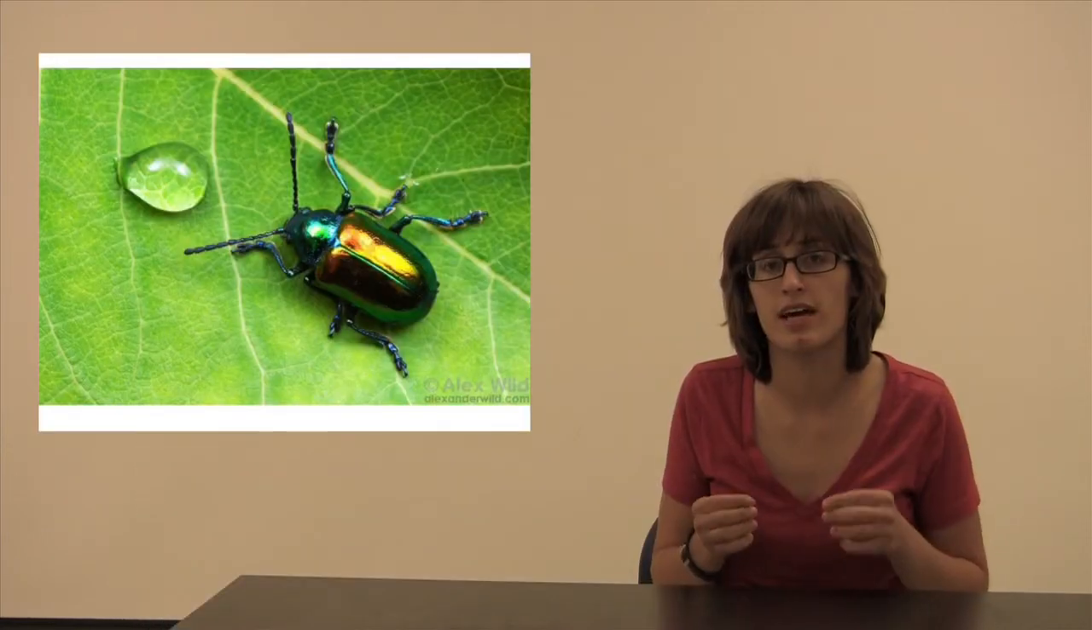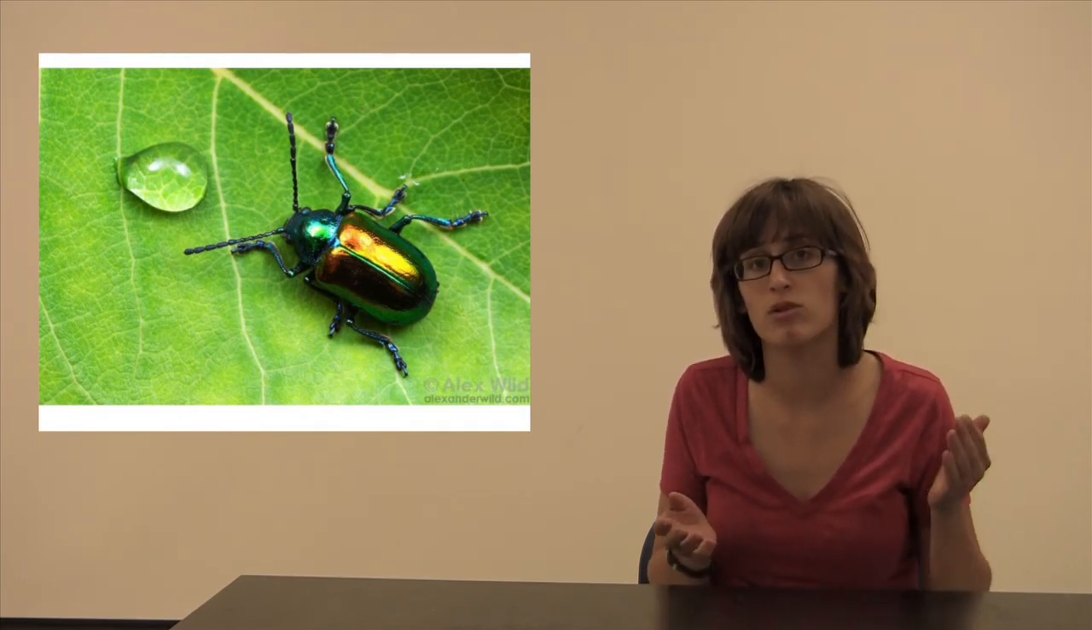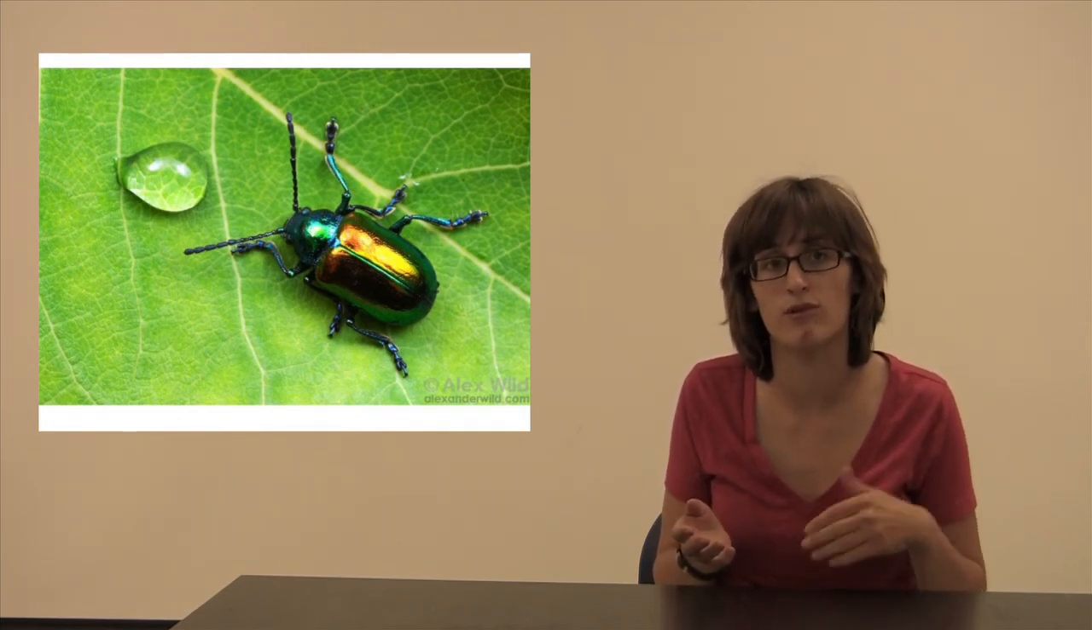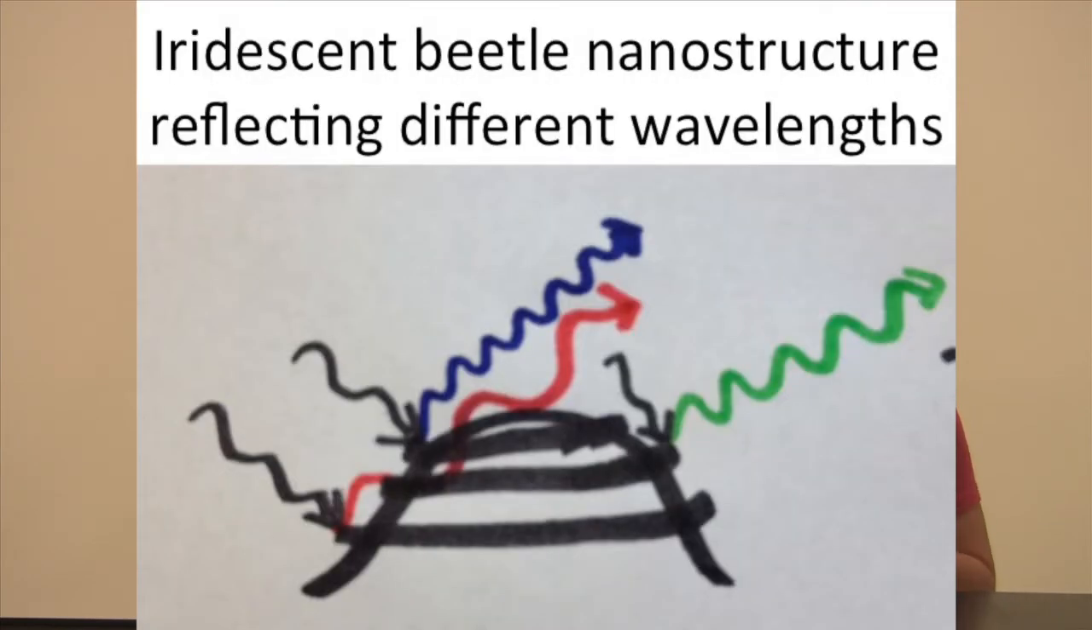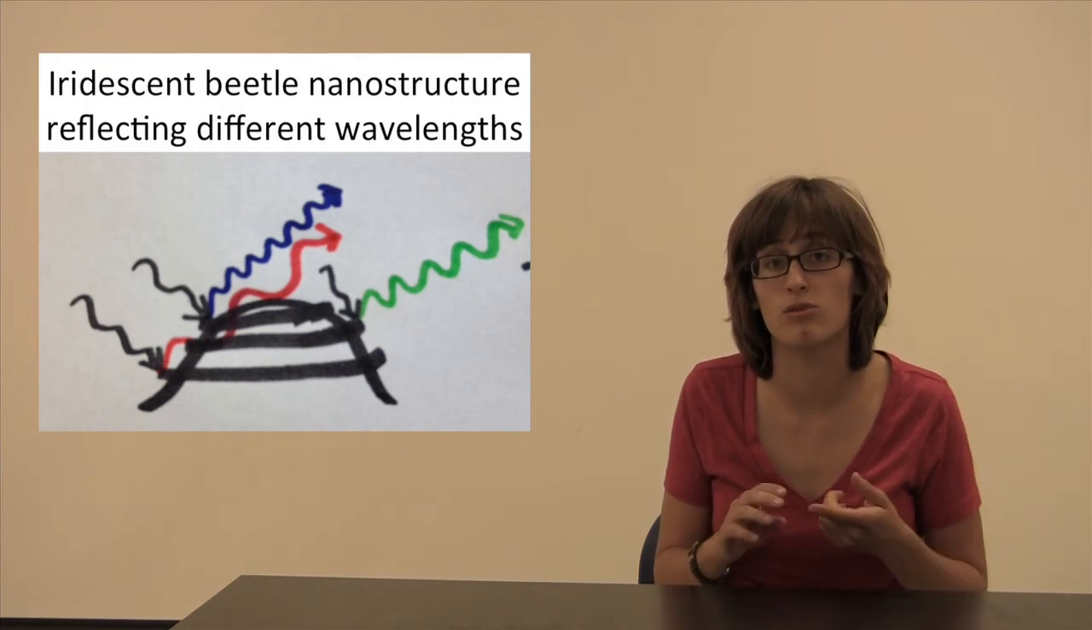These beetles tend to have small nanostructures that are cone-shaped, and light will hit the cone at a certain angle and reflect the light back. However, at a different angle, it will reflect a different wavelength, and we'll see another color. So overall, once more, it comes back down to nanostructures and their shape.